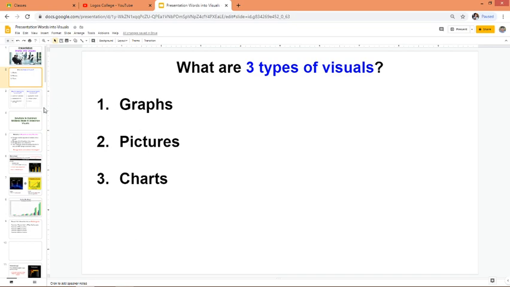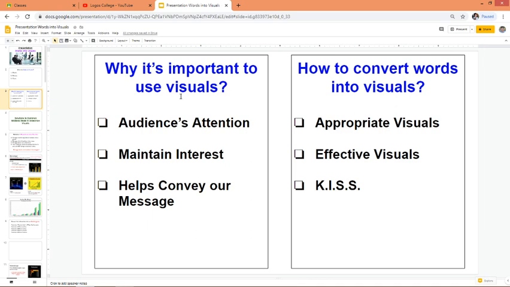So graphs, pictures, and charts are types of visuals. And why is it important to use visuals? It's important because you want your audience's attention. You want them to be looking at you and your visuals. You don't want them to be bored, right? And you want them to maintain interest. And visuals are most important because they help convey your message, helping us give our message to the audience.